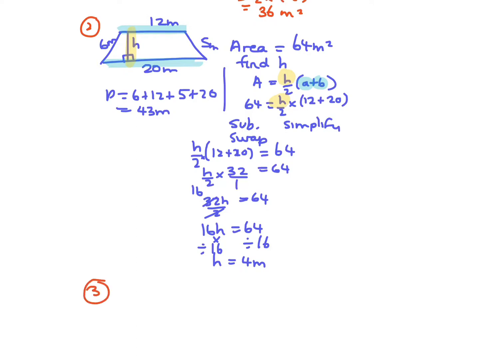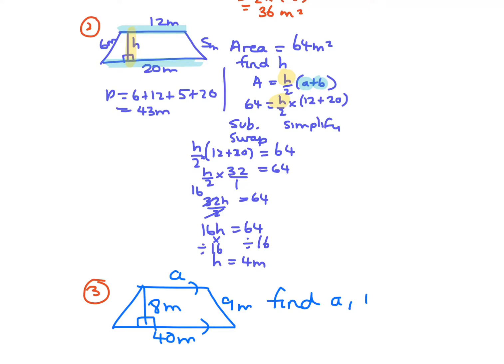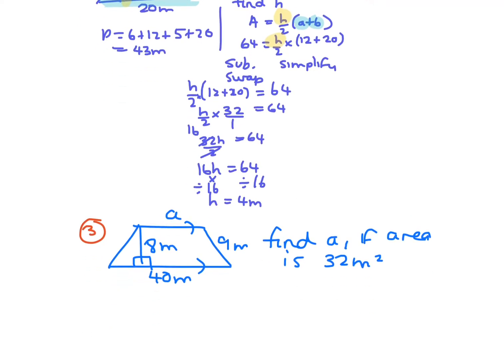Okay, now we're going to do a very similar question where we need to work back, but this time I'm going to leave out the a. So I'm not going to give you the a. So say that's 40 meters, and this is 8 meters, and I'll just give you a dodgy one, so that's 9 meters. They're parallel. So find a if the area is equal to 32 meters squared.